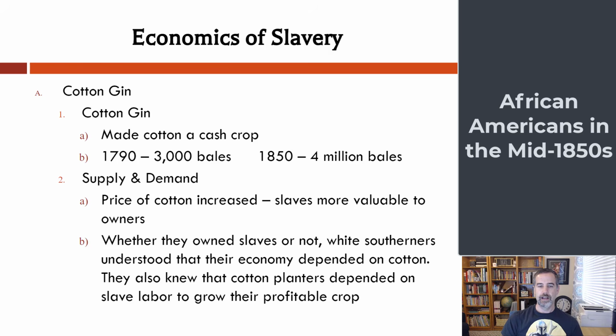Whether they owned slaves or not, white Southerners understood that their economy and their jobs were dependent on cotton, and they also knew that the cotton planters depended on slave labor to grow their profitable crops. That answers the question of why slavery was such a big deal back then.